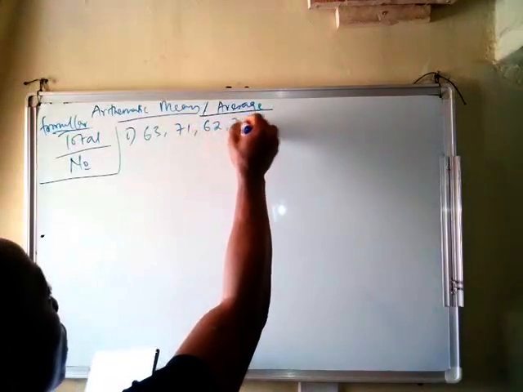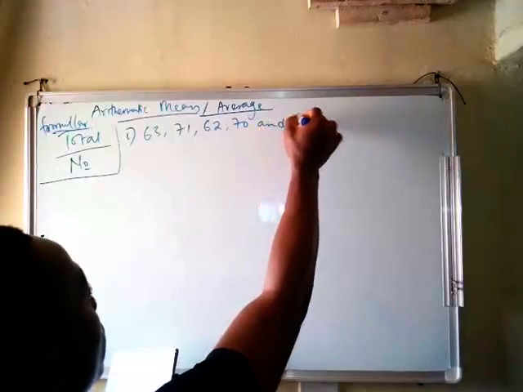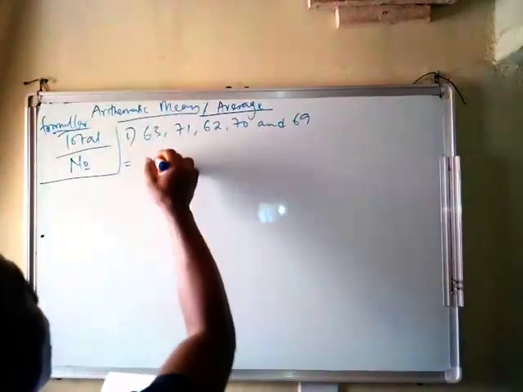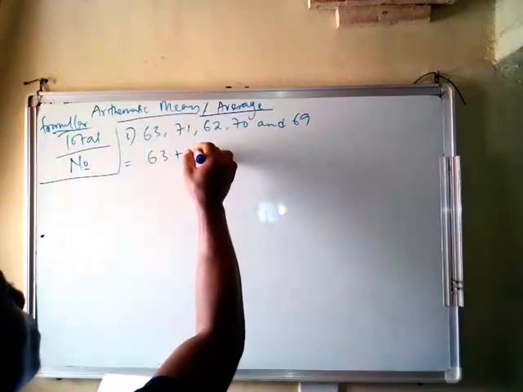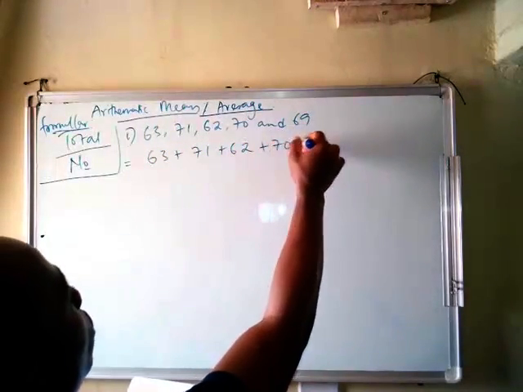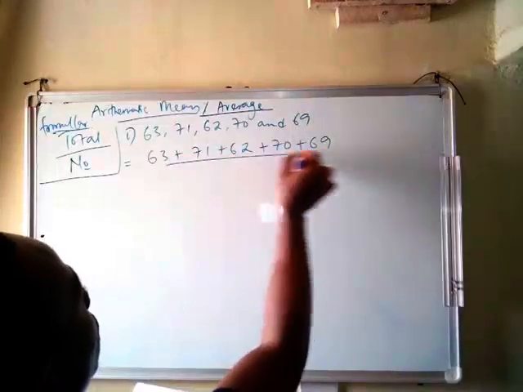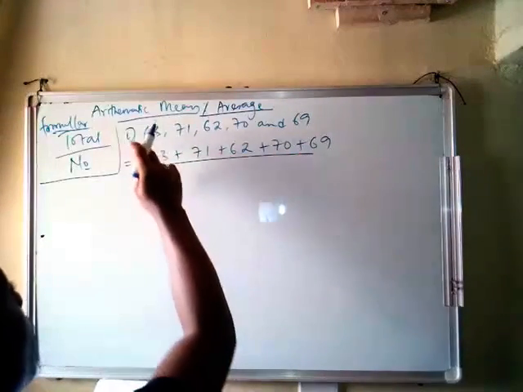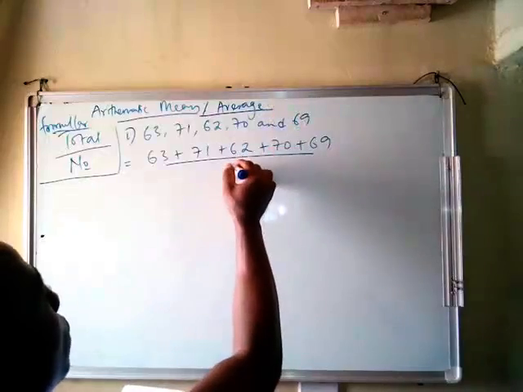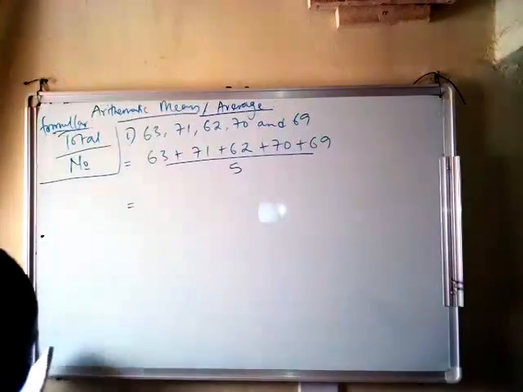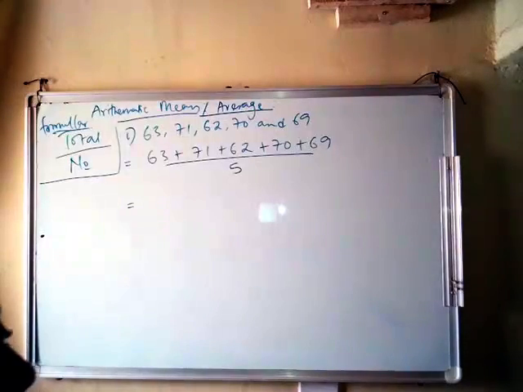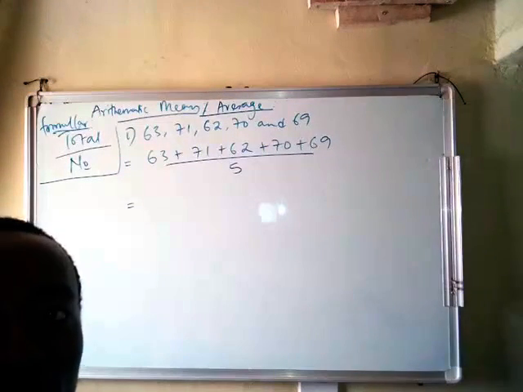The first one we have is number 1 that says, find the arithmetic mean of 63, 71, 62, 70, and 69. So according to our formula, we are going to first of all add them together, and that would be done this way. Just place your addition signs in between. Then how many are they? Let's count. 1, 2, 3, 4, and 5. So that's what you got.